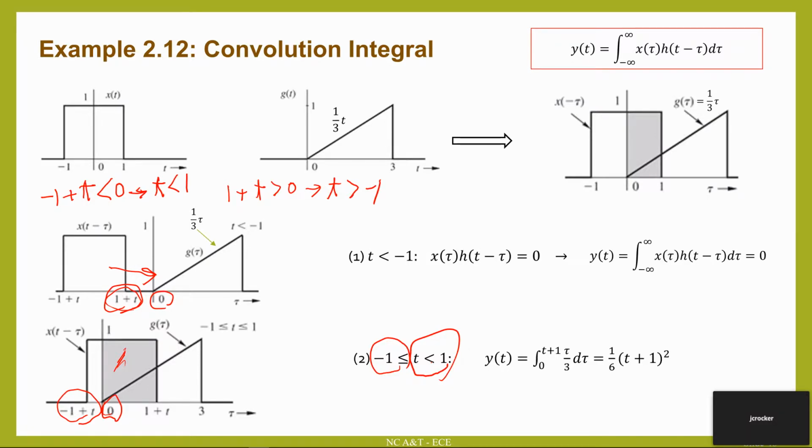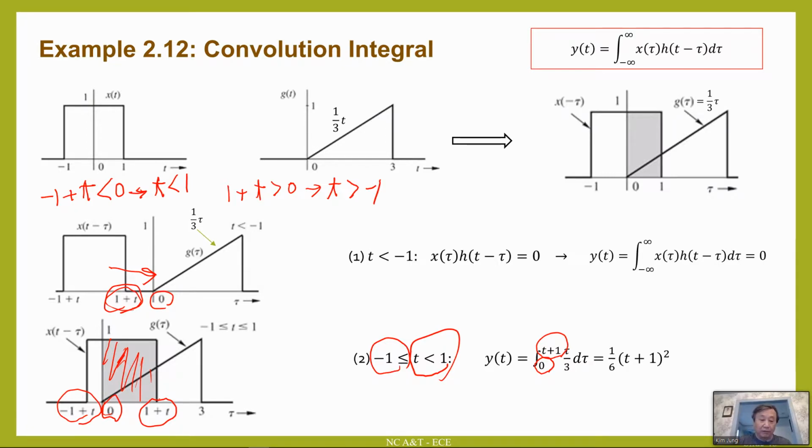So in this condition, the overlap area is this shaded area. The shaded area is from 0 to t plus 1. So let's go to the next one.